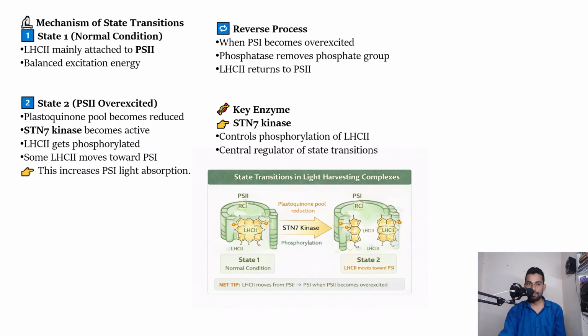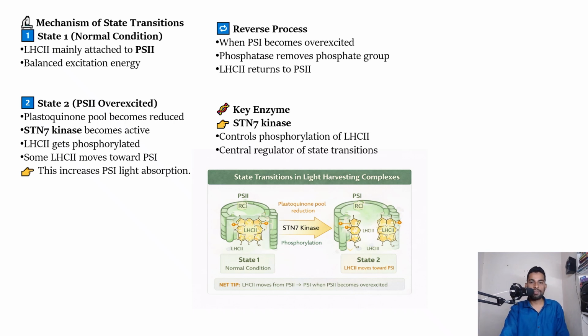Let us read the points. Mechanism of state transitions. How does this happen? State 1 is the normal condition. LHC2 is mainly attached to PS2, with balanced excitation energy. We can see LHC2 here, attached to PS2. State 2: PS2 is overexcited. So high energy excites PS2. The plastoquinone pool becomes reduced. We cannot see all of that here. We can see STN7 kinase is activated here. LHC2 gets phosphorylated. We can see phosphorylation happening here. Some LHC2 moves towards PS1. Here it is written: LHC2 moving towards PS1.